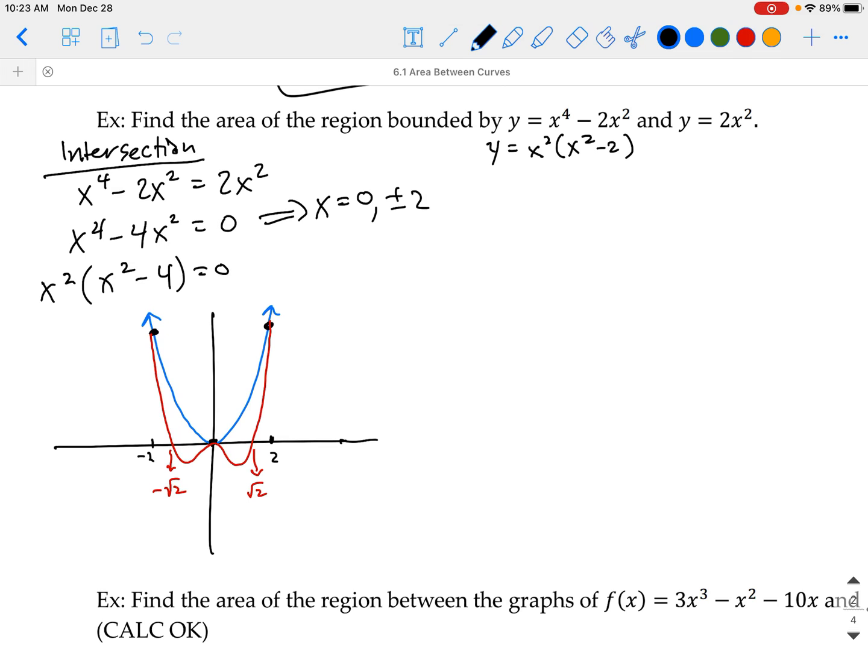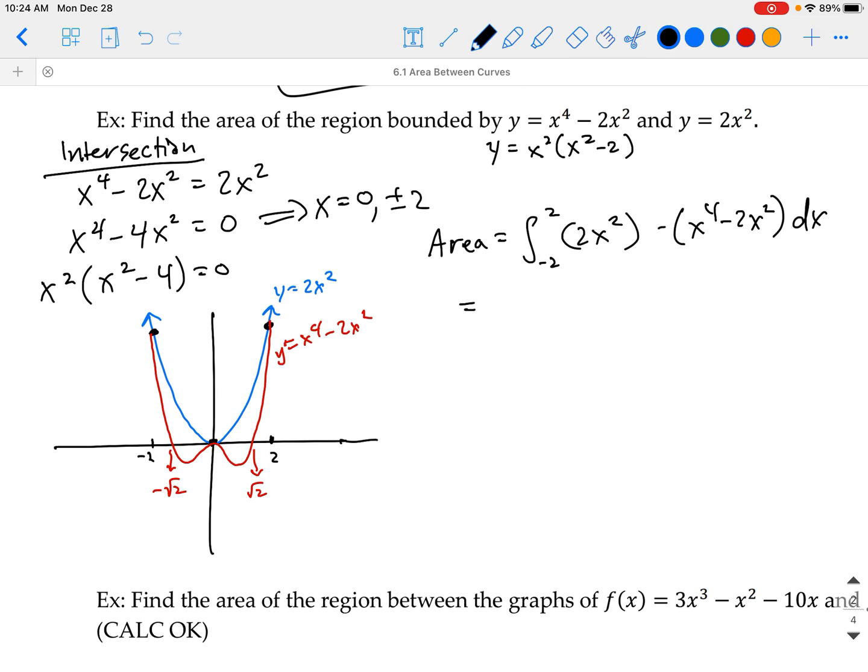Now the one thing we can notice though, is that our area is going to equal the integral from -2 to 2. We don't actually have to split up this integral because the blue graph, so 2x squared, is always above the fourth degree polynomial. So it's always going to be blue minus red for the height, so we can just integrate all the way. We could split it if we want to, which we'll discuss in a moment, but it's always going to be 2x squared minus x to the fourth minus 2x squared.